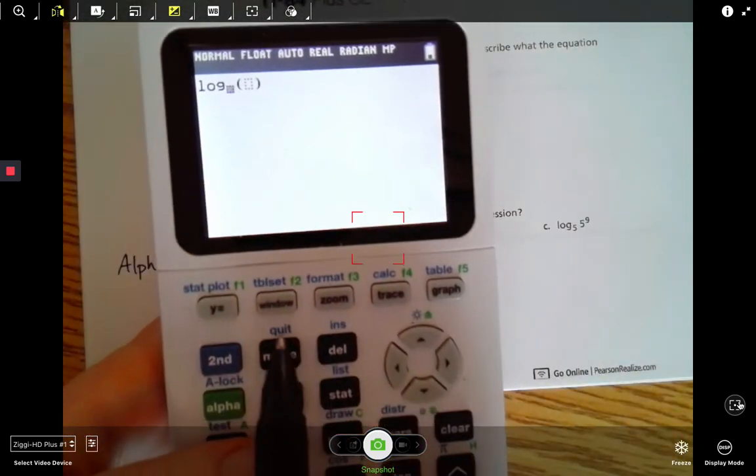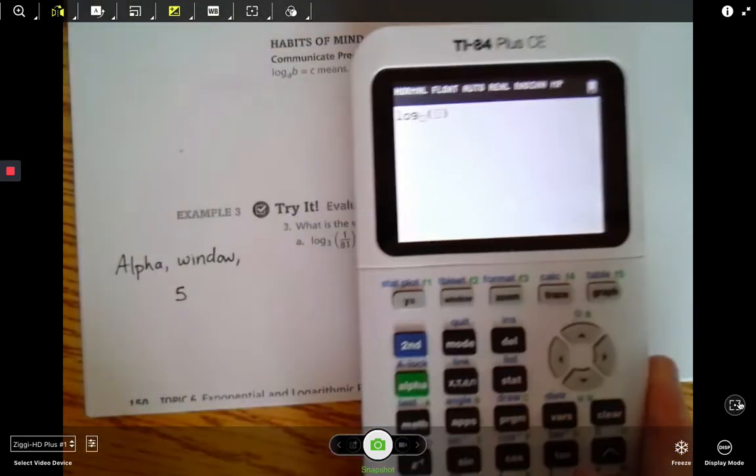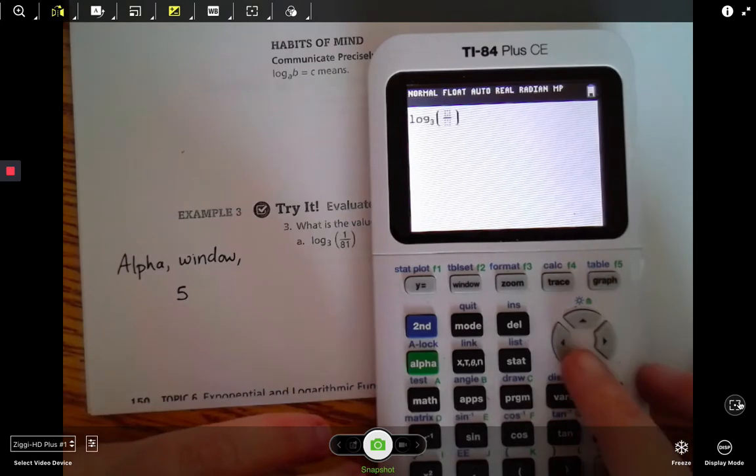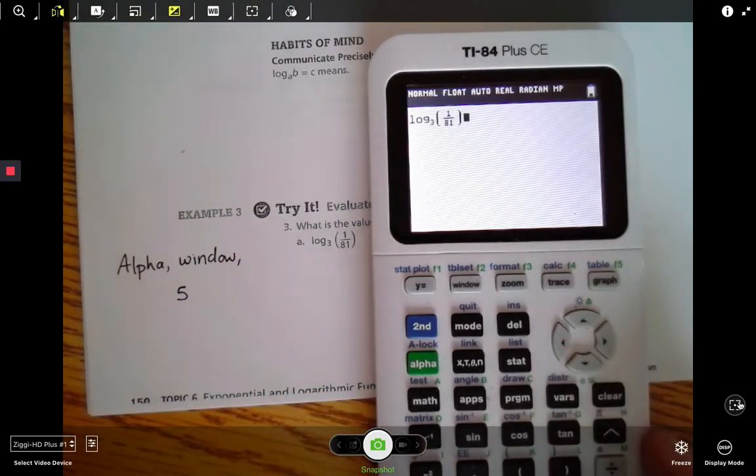Do you see it right here? And we just put it in there as it looks. Log base 3 of 1 over 81, excuse me. And you hit enter, and it tells you what your answer is. Our answer here is -4.